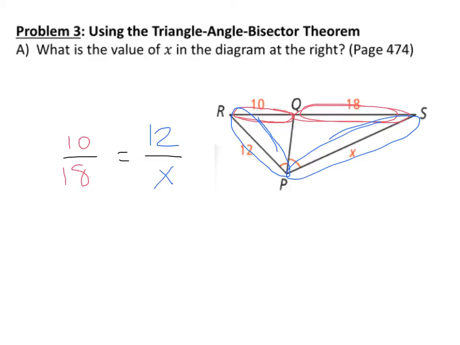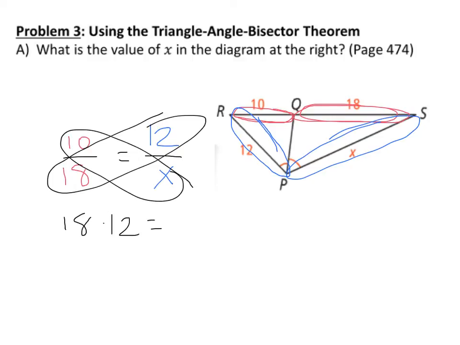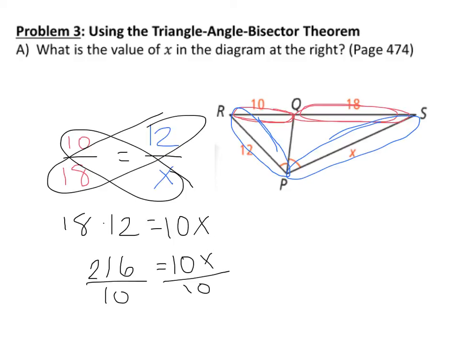Okay, so now we can cross multiply. So we'll have 18 times 12 equals 10 times x, or 10x. 18 times 12 is 216. Last, divide both sides by 10, and we get x equals 21.6.